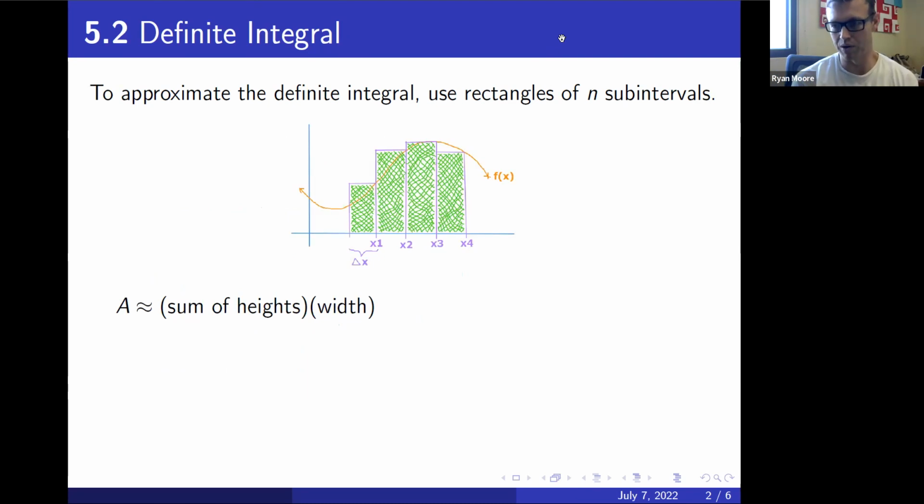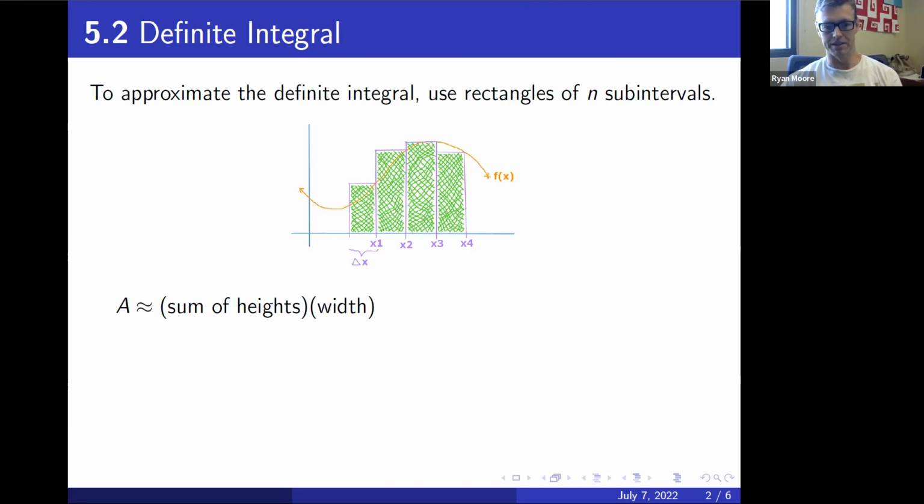Thinking back, where did we leave off in our conversation on Riemann sums? We said to approximate the definite integral, we will use rectangles of n subintervals. So the definite integral is the exact area between the function and the x-axis from your starting point to your ending point. So, where do we even begin with that? Let's just find some rectangles and we can kind of crudely get an approximation.